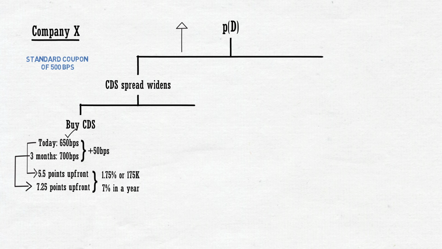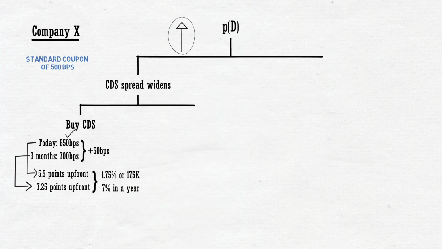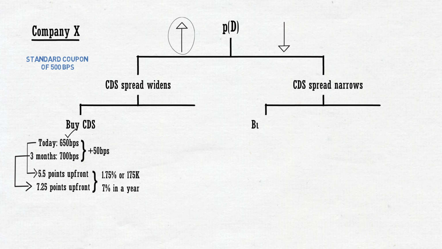Well, you were able to make this profit because the default probability moved in the direction you expected it to move. But what if that did not turn out to be the case? What if default probability actually decreased after you bought the CDS? In that case, the CDS spread would have narrowed and you would be sitting on a loss, isn't it? So let's assume the default probability indeed went in the opposite direction. It fell after you bought the CDS.